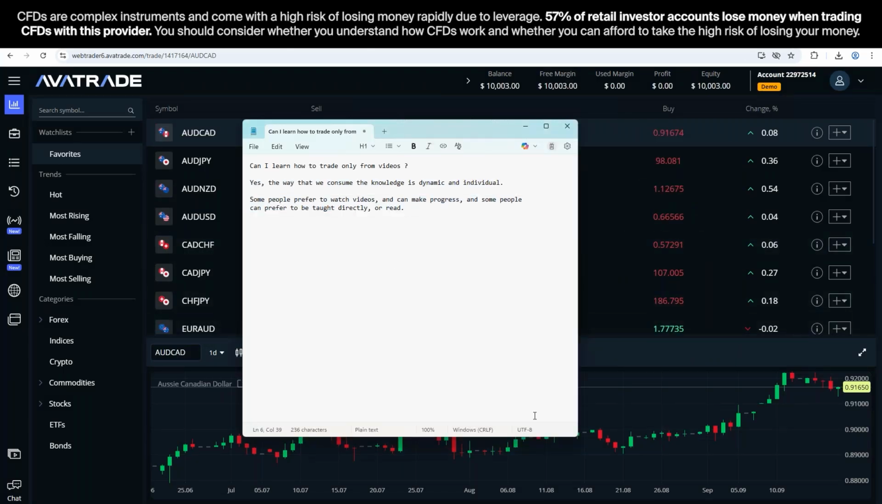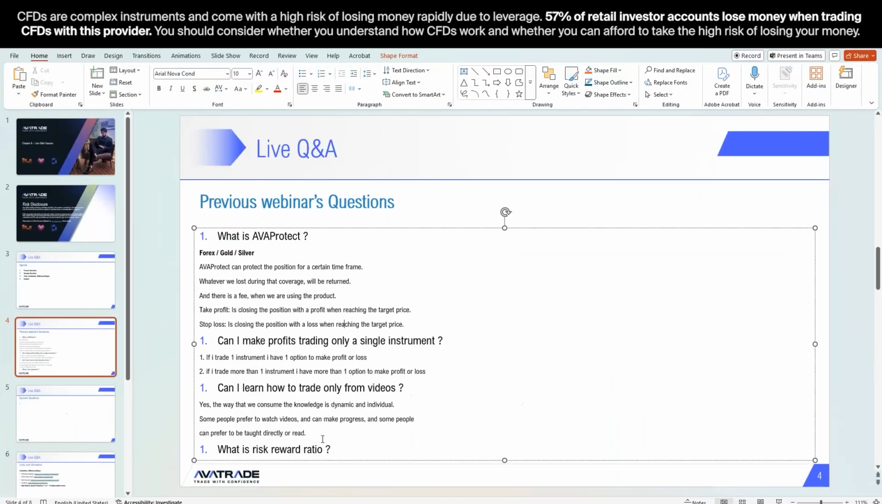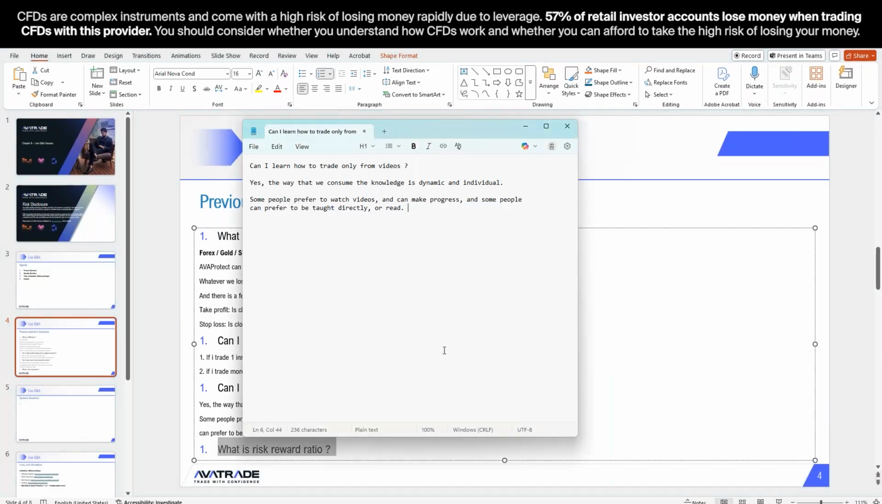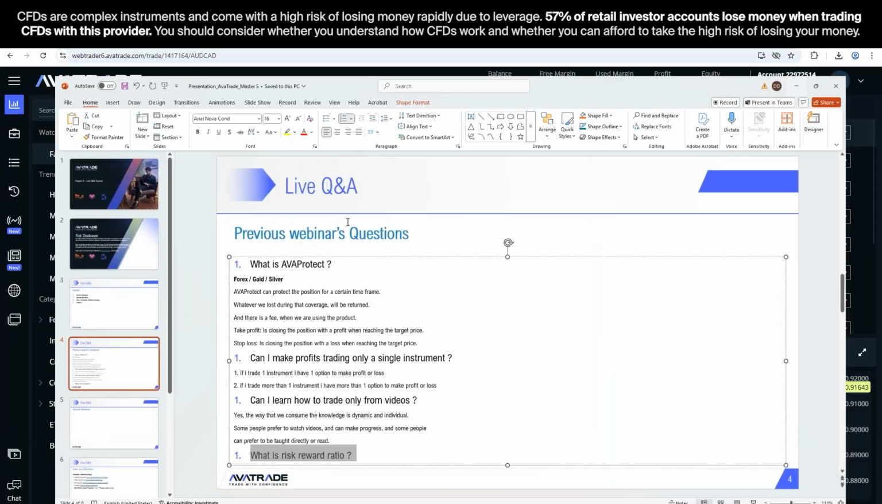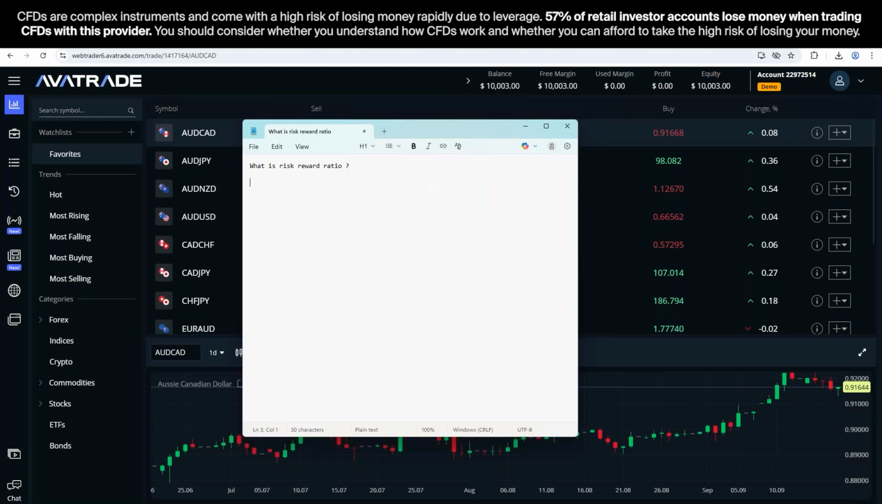Okay, let's see what the last question is. Okay, what is risk reward ratio? So we already spoke about this, right? When we spoke about the diversification, risk reward ratio is the ratio between my possible profit to my possible loss.